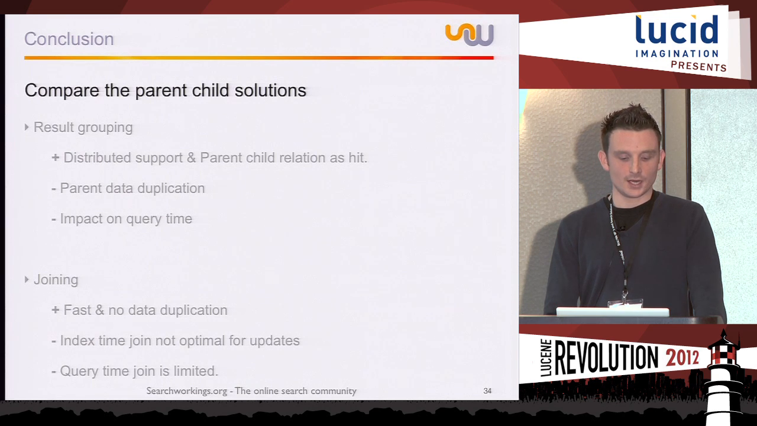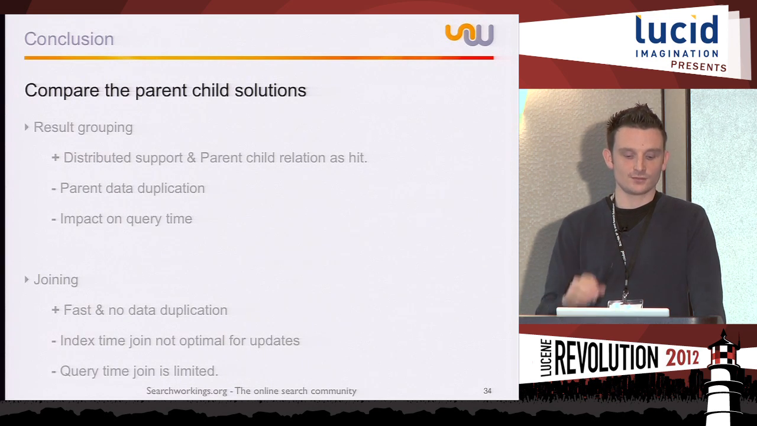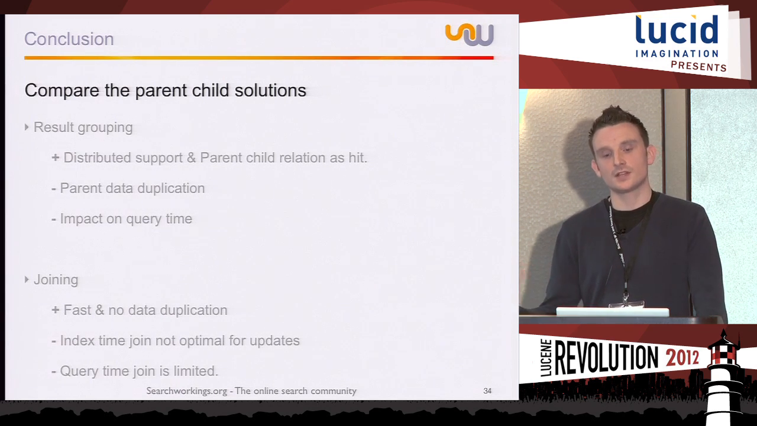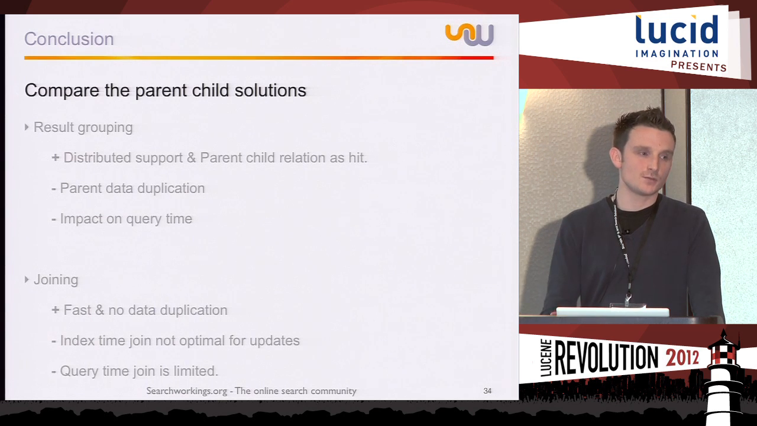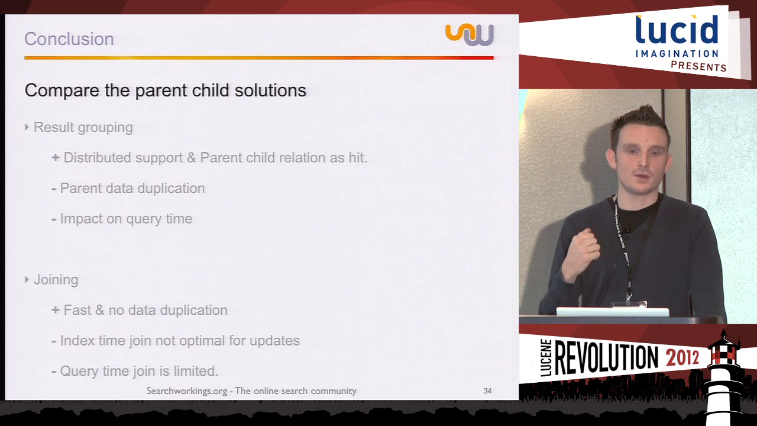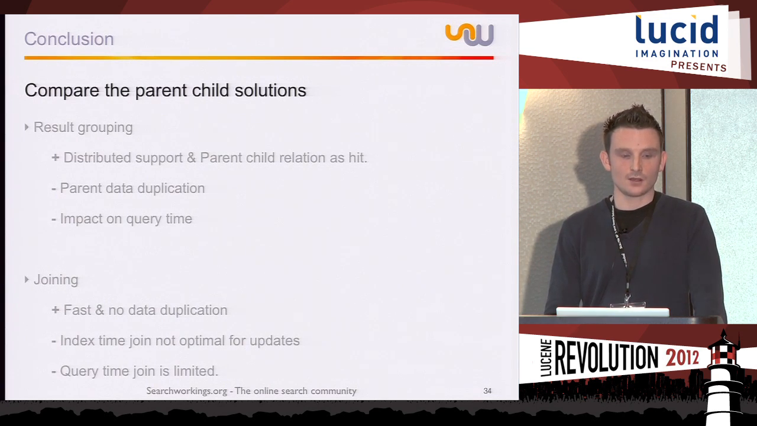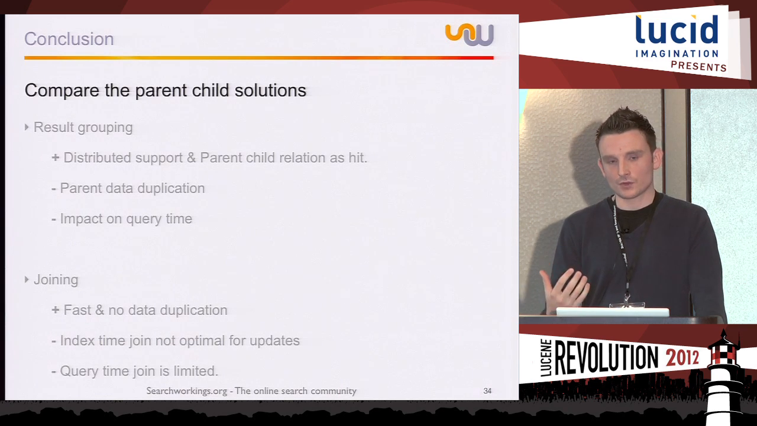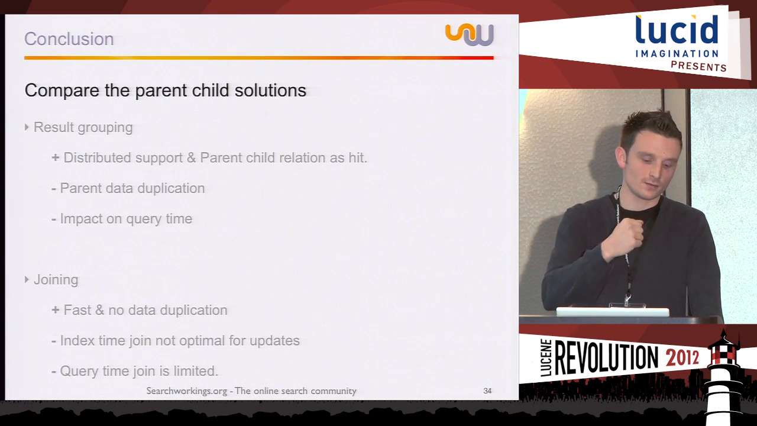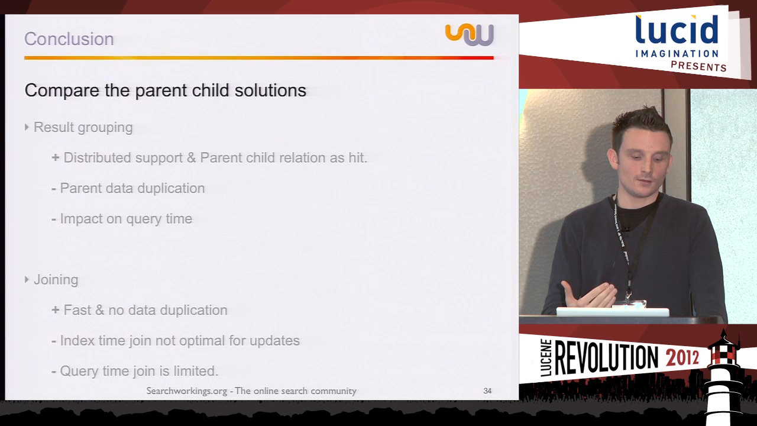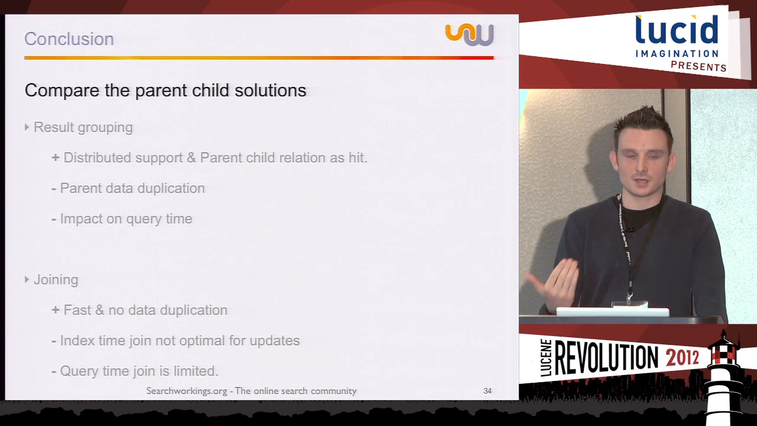Then we can take a look at joining. It's fast. We don't have data duplication. Index time joining is even faster than query time joining, but the downside of index time joining is that you have to use block indexing, and query time join is a bit limited. For example, the scores from the children are not passed on to the parent, and vice versa. But on the other hand, if you have to deal with frequent updates, maybe query time is better.